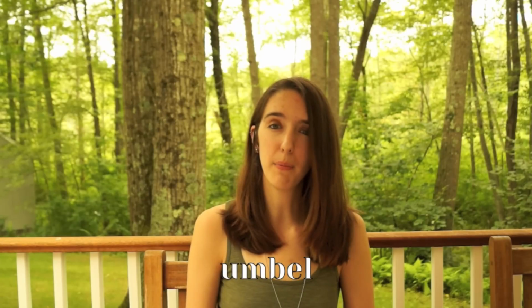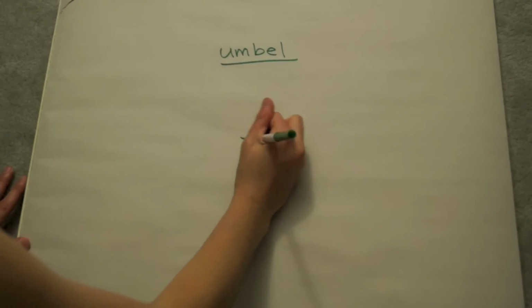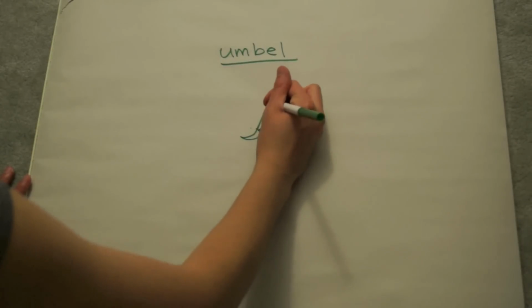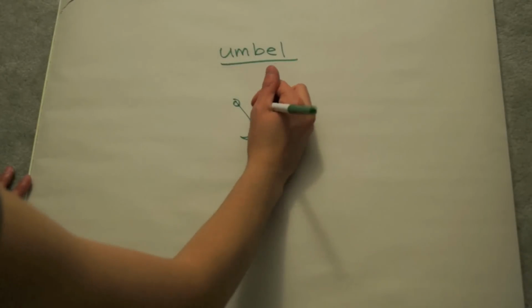The third category I'm going to talk about is an umbel. You find a lot of umbels in the Apiaceae family and they look a lot like an umbrella. All of the pedicels and flowers on an umbel branch off of the same part of the main stem. It can either kind of have a rounded shape or a flat-topped shape.